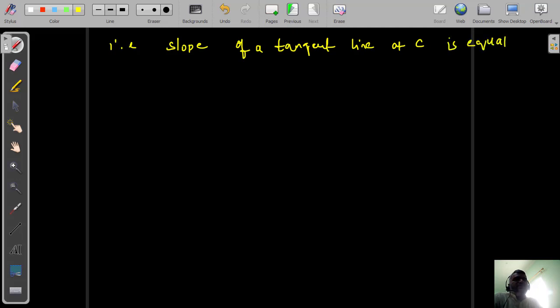So that is, the slope of a tangent line at c is equal to the slope of the chord AB. Hence the result.